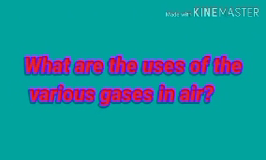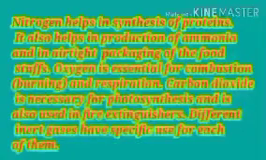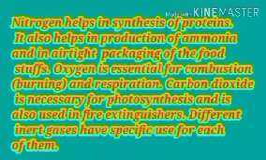What are the uses of the various gases in air? Answer: nitrogen helps in synthesis of proteins. It also helps in production of ammonia and in airtight packaging of the foodstuffs. Oxygen is essential for combustion, that is burning, and respiration. Carbon dioxide is necessary for photosynthesis and is also used in fire extinguisher. Different inert gases have specific use for each of them.